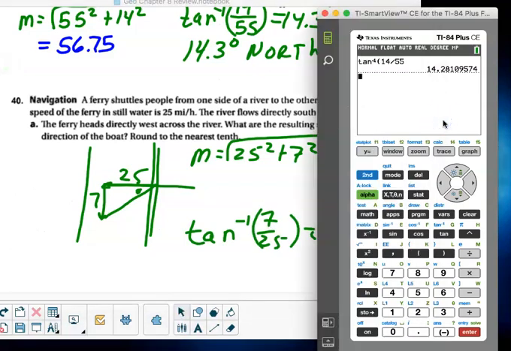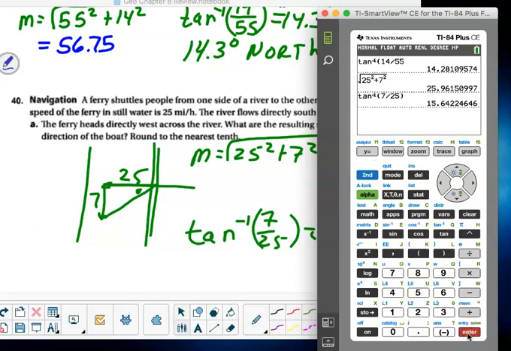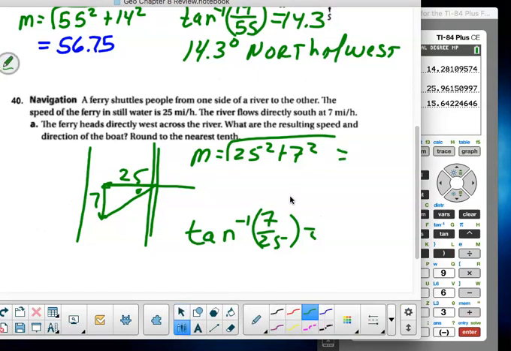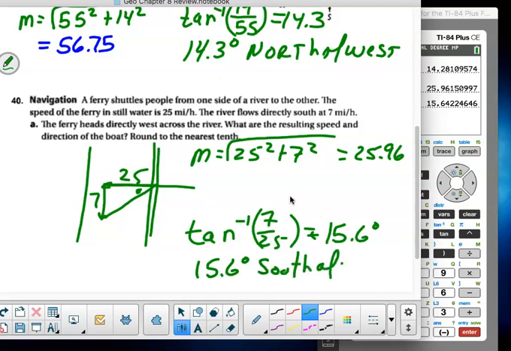And I got 25 squared plus 7 squared. And we have an enter, 25.96, and I have the inverse tangent, and 7 divided by 25, and we have 15.64. So we got to remember what those were for. And I've got 25.96, and that's miles per hour, and this is 15.6 degrees. So I am going 15.6 degrees south of west, and I'm traveling at 25.96 miles per hour.